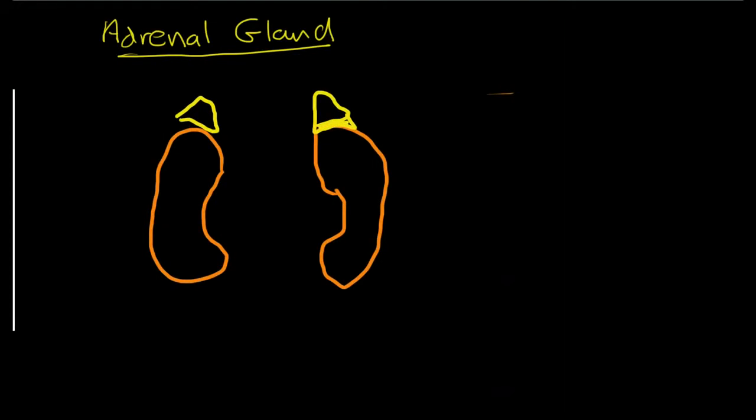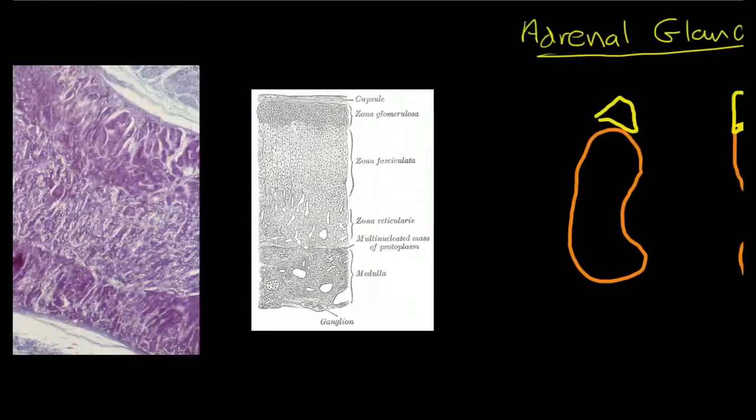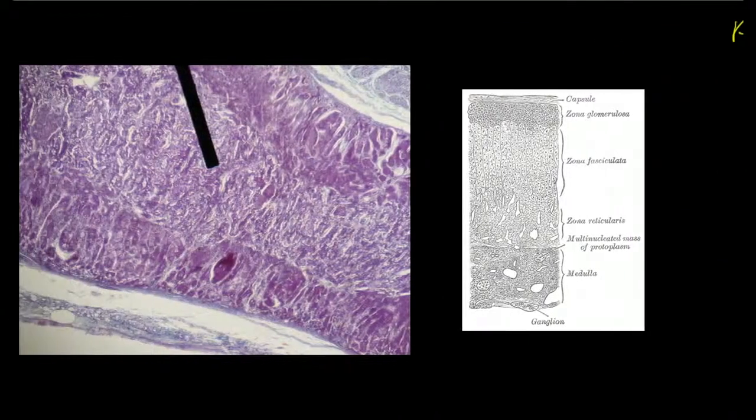Now there are several different classes of hormones that arise, each from a different zone. You can see here I have a picture of what a cross section of the adrenal gland looks like, and you can see several different zones. This area in the middle is the adrenal medulla, and this area on the outside is the adrenal cortex. This little diagram shows you this is the cortex, this is the medulla.